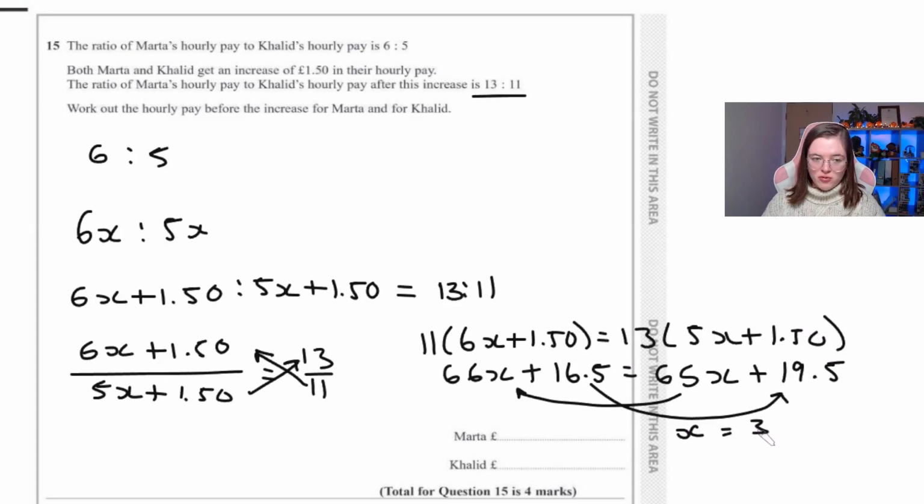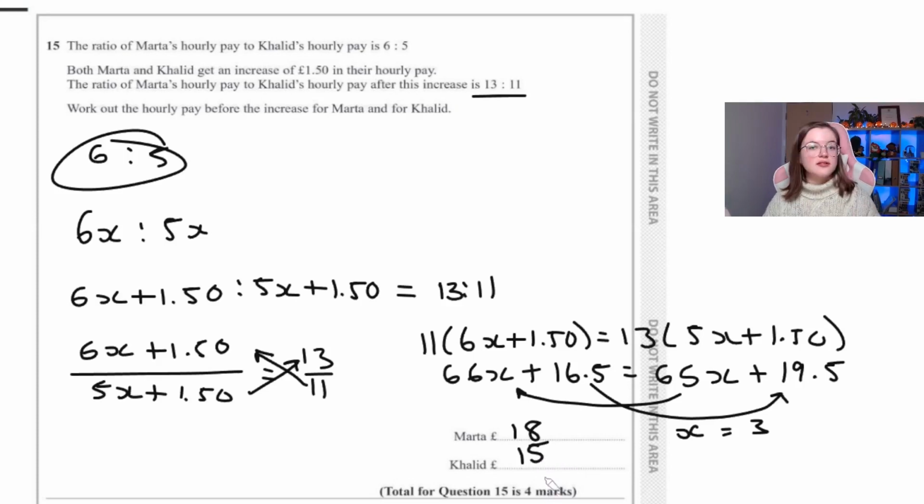So therefore, that x that we had in this ratio was 3. So they earned 3 lots of this ratio. So Marta earned 6 times 3, 18, and Khalid earned 5 times 3, 15. And there we are. And that is question 15. 4 marks. Oh my god.